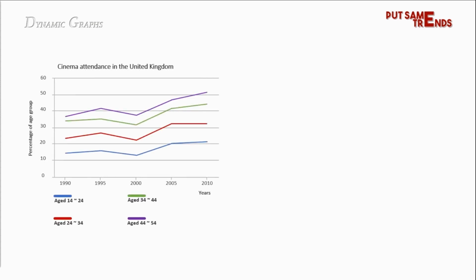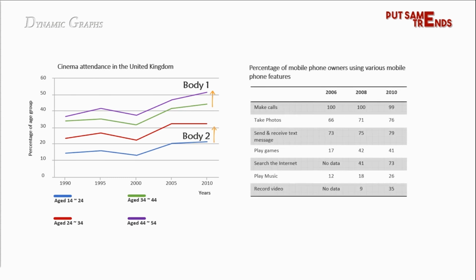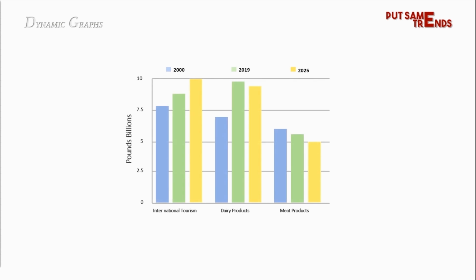If you want to put same trends together, you can divide your body 1 and body 2 like this. For the line graph, we can put the two highest categories in body 1 and the other two in body 2, since all had an increasing trend. However, in table, the highest decreased and all the others increased. So we put the category that decreased in body 1 and the rest is in body 2. In this graph, the two categories that increase are in body 1 and the one that decrease is in body 2.